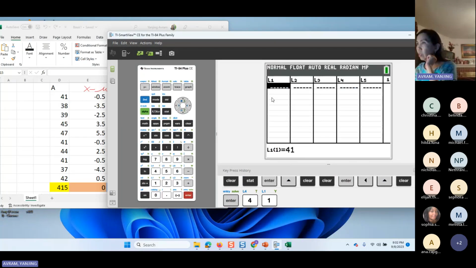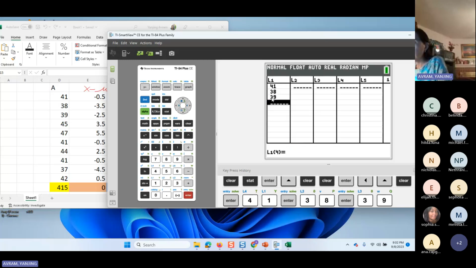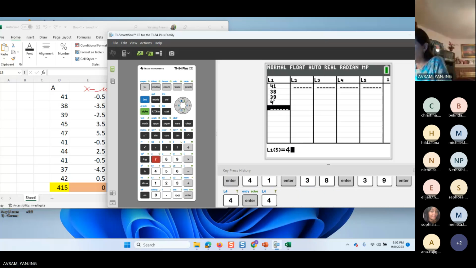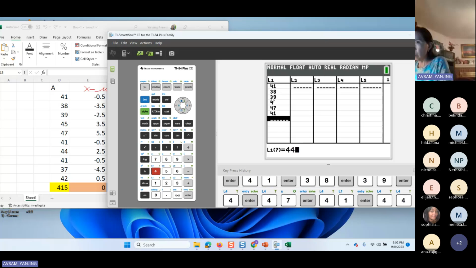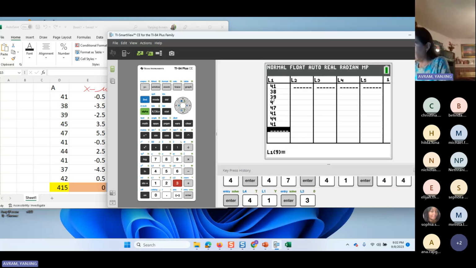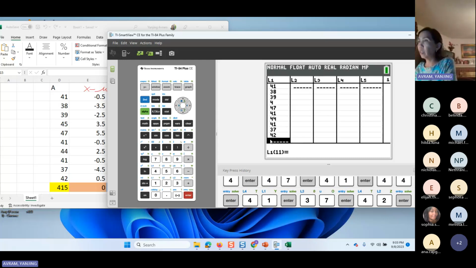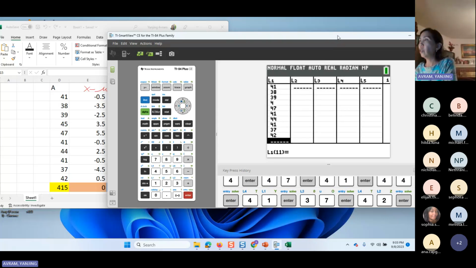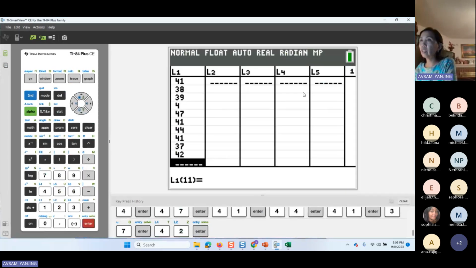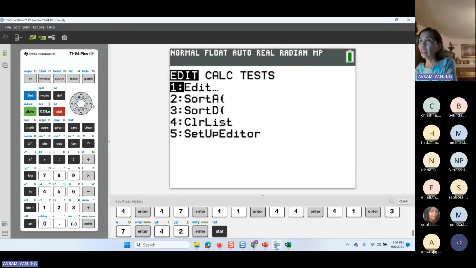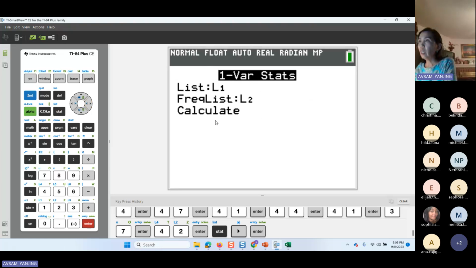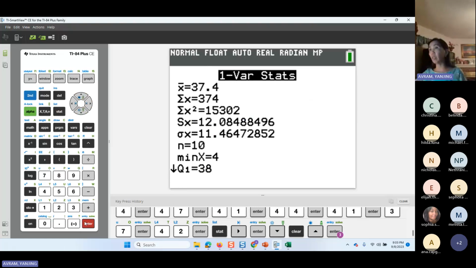So I input 41, 38. Okay, so make sure I have the 10 data right here, right? So after you input all the data, you just go to stat, calc, same thing as we did earlier. And then I don't have a frequency list L2, so I have to clear that one. So the default is 1. So I just have L1 right here. And then just go ahead, hit calculate.